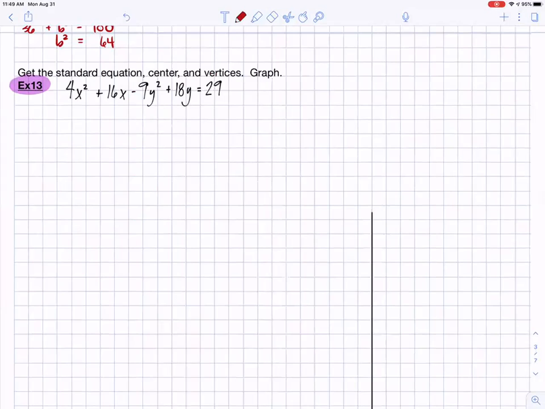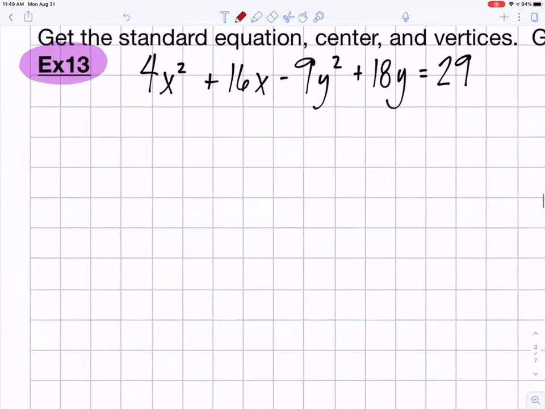What is wrong with number 13? It's not in standard form. Okay, so the first thing that I'm supposed to do is to get the standard equation, then I'm supposed to get the center and the vertices, and then I'm supposed to graph. So the big deal here is let's get that standard equation. What do I use to get a standard equation on something that looks like this? Completing the square.